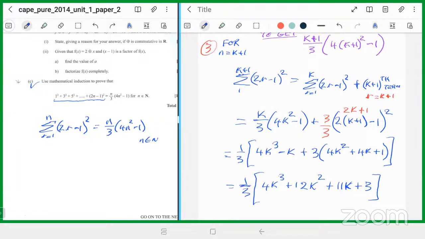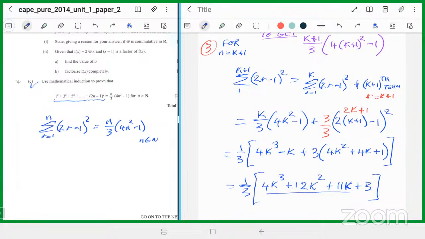Yes, sir. All right. So where did the 11k come from? Now look again. 3 times 4k is 12k, right? Minus the k right here. So you see it? Yes, sir. Okay. You have to look for all the k's and consolidate them.